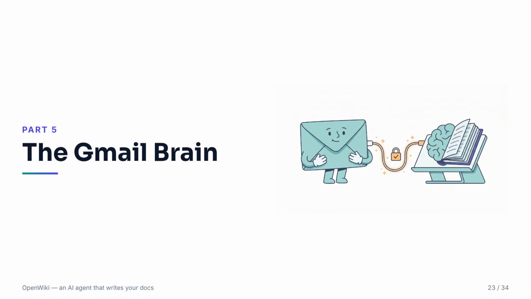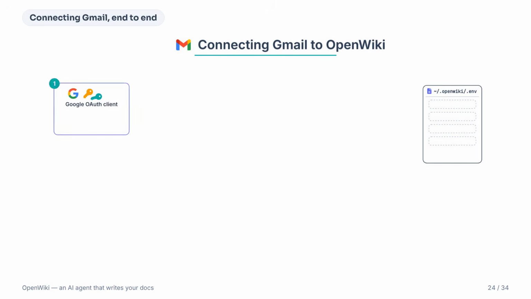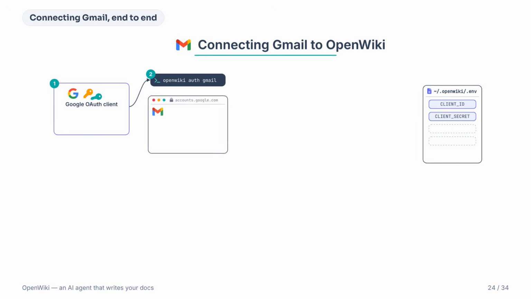With everything fixed, we get to the fun part, connecting Gmail and letting OpenWiki build a personal knowledge brain from a day of email. Here's the Gmail connection, end-to-end. Step 1. Reuse an existing Google Auth client. Its ID and secret go into OpenWiki's env file. Step 2. Run OpenWiki off Gmail, which opens a browser consent screen and captures read-only tokens on a local callback.